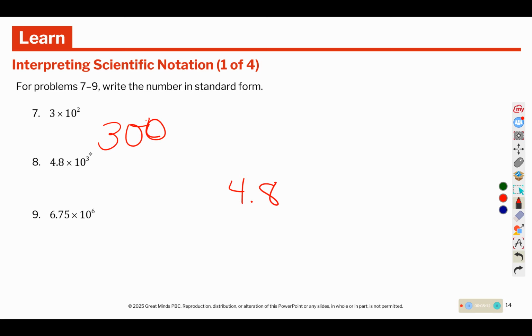For 4.8, I need to move it 3 spots. 1, 2, 3, and fill in those gaps with zeros. So the answer here in standard form would be 4,800.